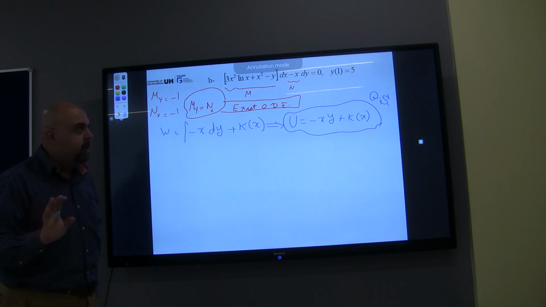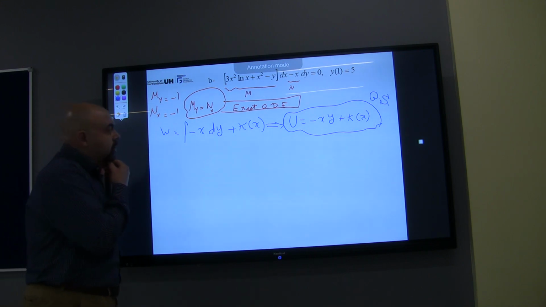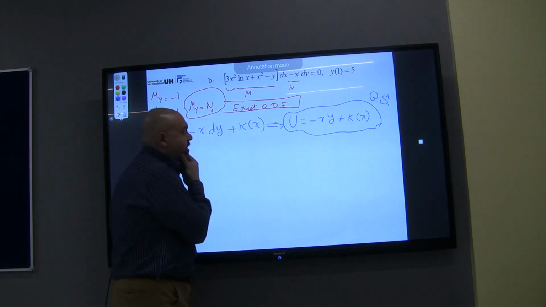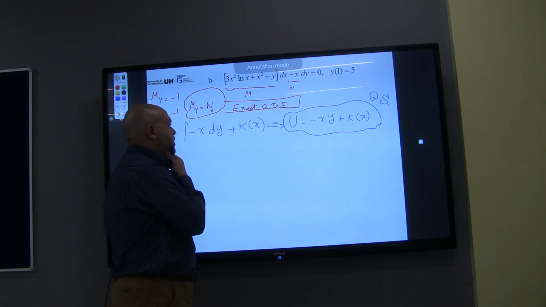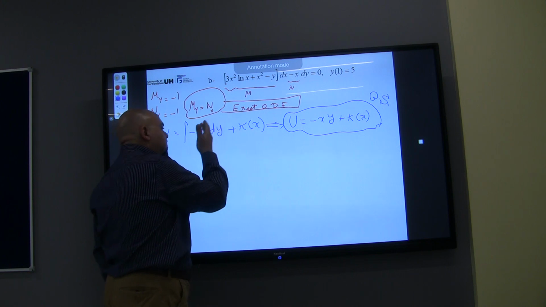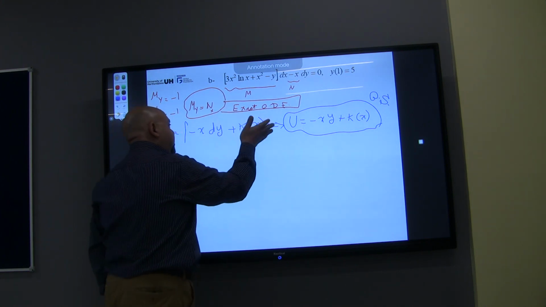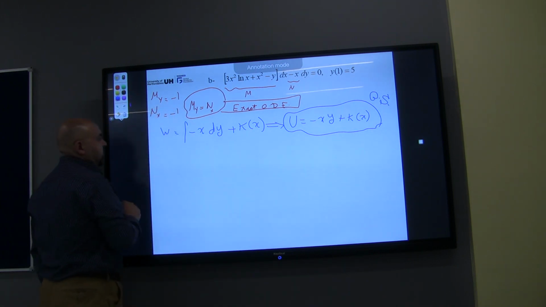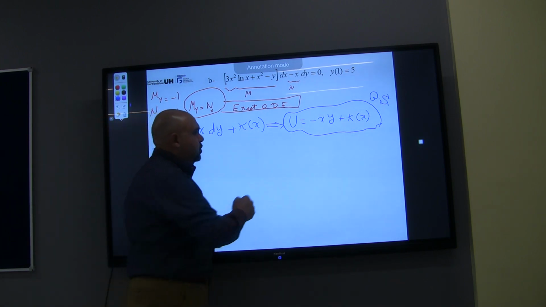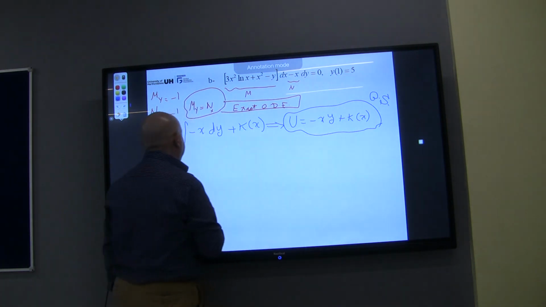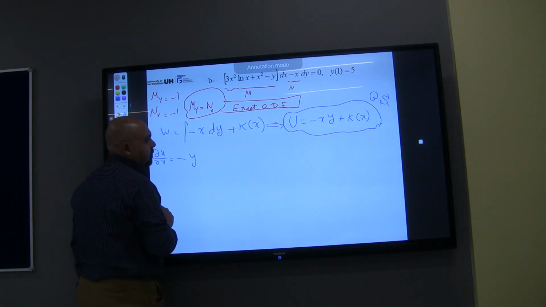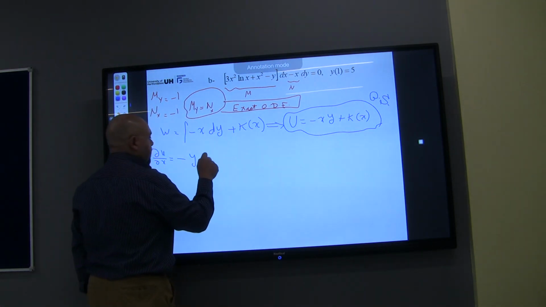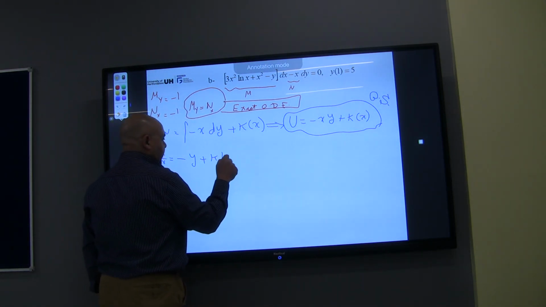Folks, are you with me? Now, I need to find out the value of k of x. Since I'm integrating with respect to dy and I'm seeking to determine the value of x, I will differentiate this problem with respect to x. Let's make the differentiation. So that means partial u partial x will equal. Once you differentiate with respect to x, you will have negative 1. And then for this part, it's going to be k dash of x.